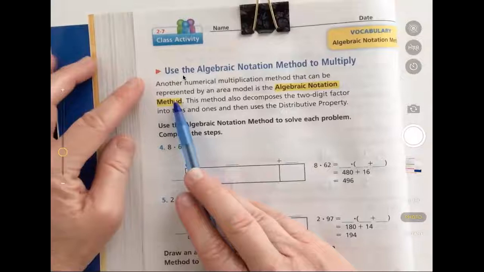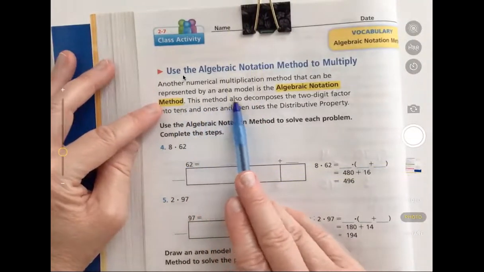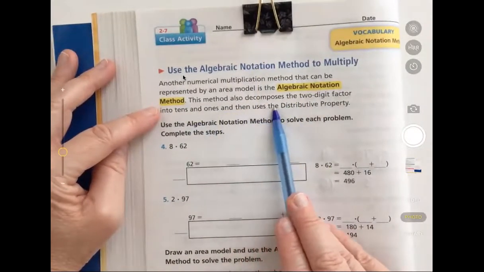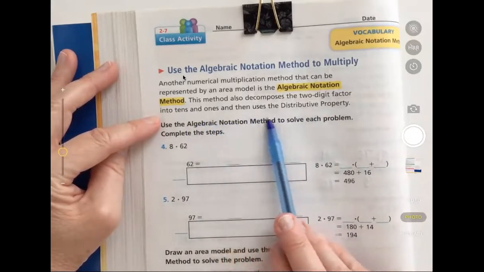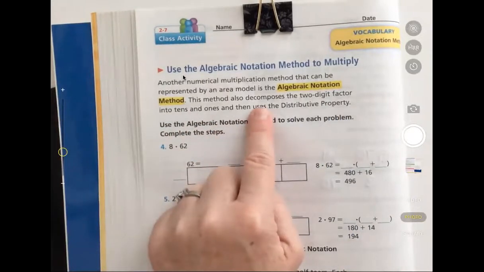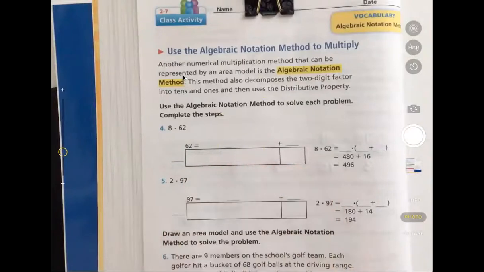All right, let's read together. Another numerical multiplication method that can be represented by an area model is the algebraic notation method. This method also decomposes the 2-digit factor into tens and ones and then uses the distributive property. So you probably, well, I don't know if you remember that word decomposes. That just means breaks it up. So this method is going to break up our equation again into partial products, into sections. Should be really familiar. Remember we said these methods look very, very similar, okay?